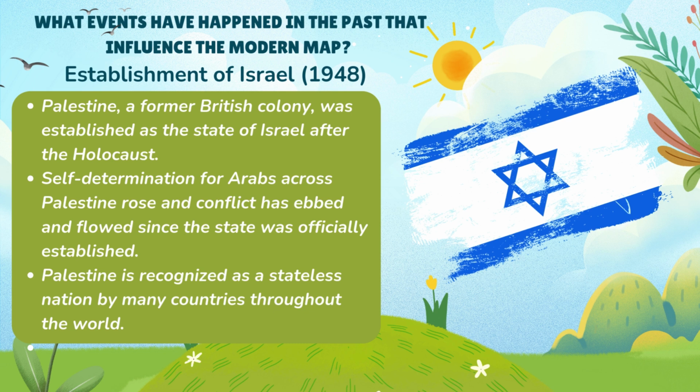Okay, which leads to the establishment of Israel. Palestine, a former British colony, was established as the state of Israel after the Holocaust. The push for self-determination for Arabs across Palestine rose, and conflict has ebbed and flowed since the state was officially established. Palestine is recognized as a stateless nation by many countries throughout the world.